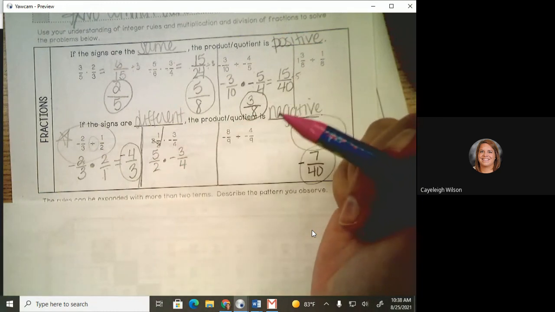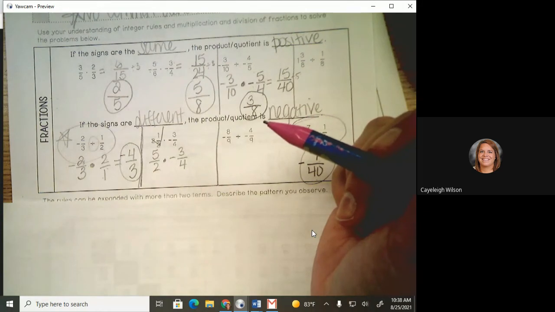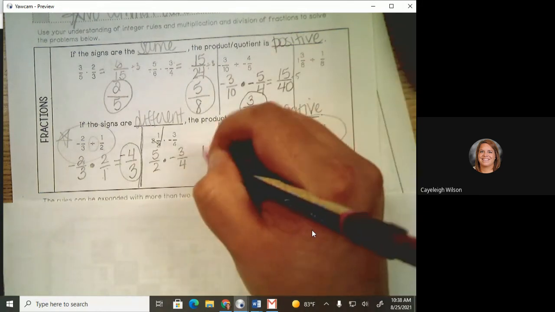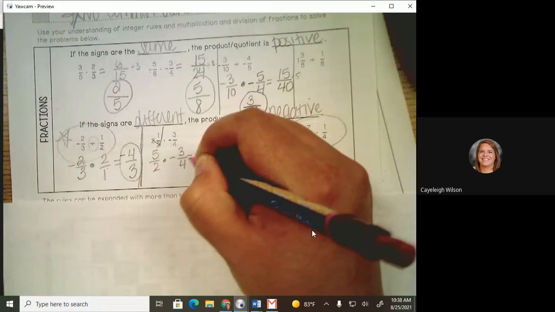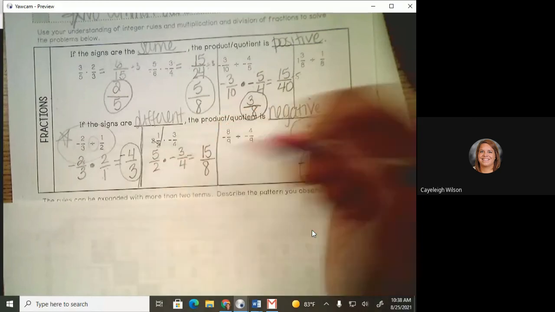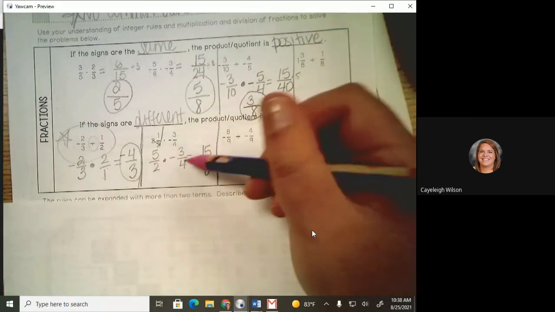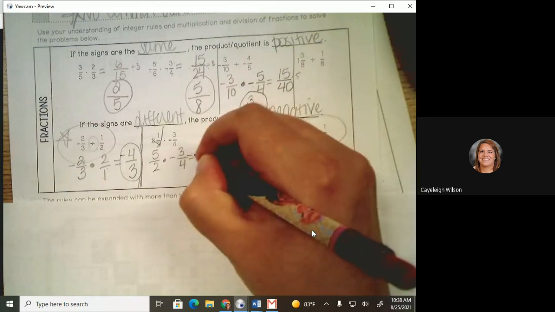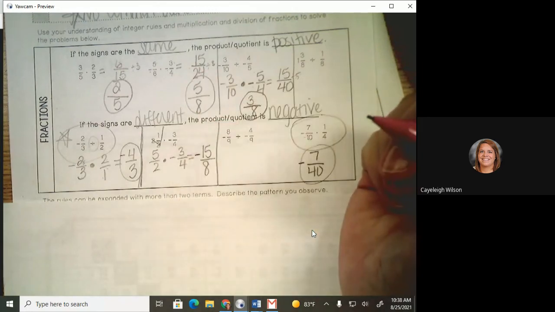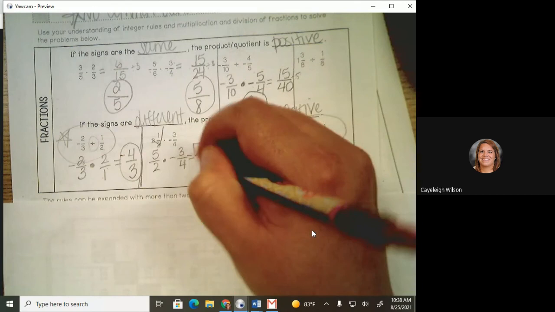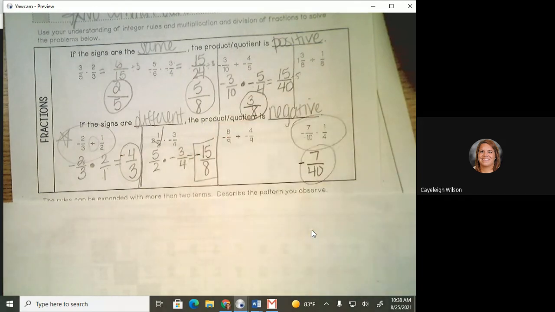Okay, and then after that, it's a multiplication problem. So I multiply just straight across the top, straight across the bottom. So 5 times 3 is 15. 2 times 4 is 8. A positive times a negative is a negative. And 15/8 does not reduce, so that is it.